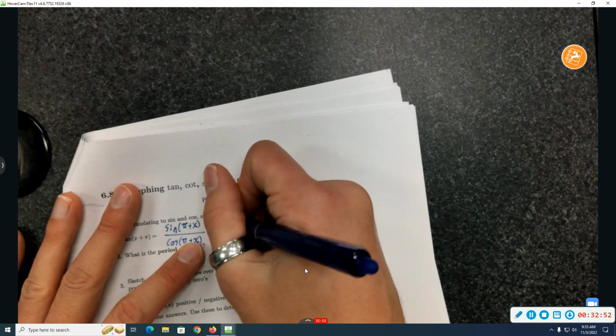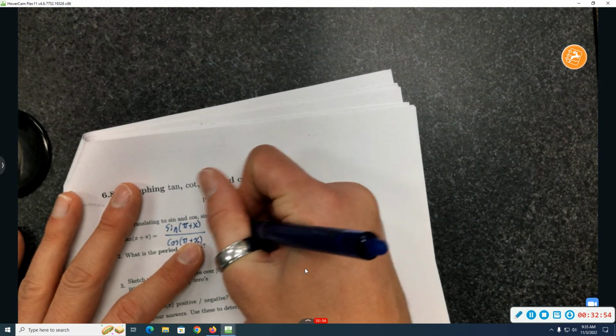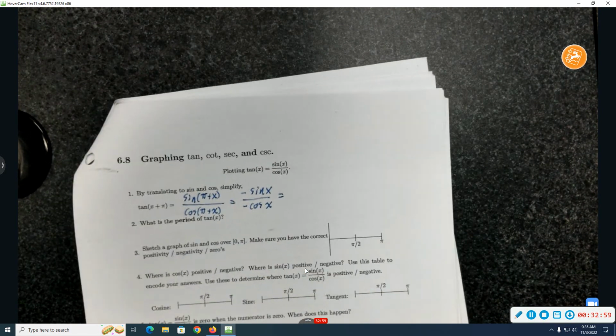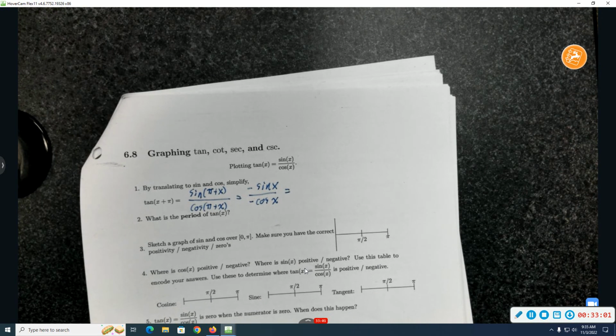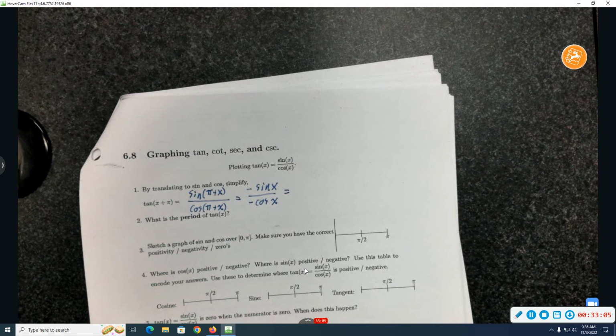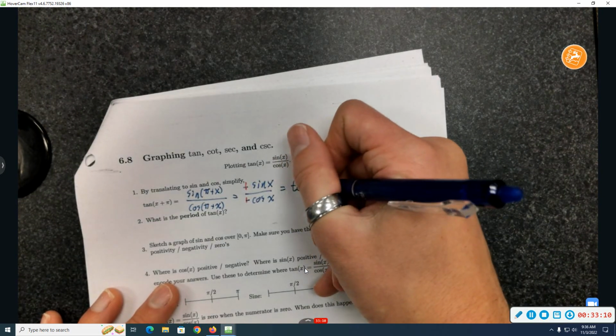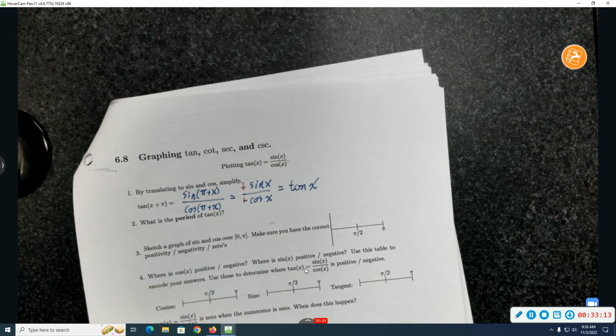Negative cosine. So let's do that. This will now be negative sine x divided by negative cosine x. Oh, neato. What's that equal to? Just tangent again. The negatives will cancel. So it looks like when you add pi to the input of tangent, you get tangent back. So what's the period of tangent? Pi. Tangent has half the period of sine and cosine.